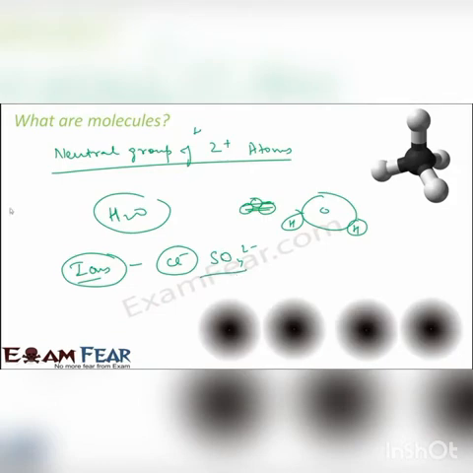Just understand that an atom is the basic unit of matter. It consists of a dense central nucleus surrounded by a cloud of negatively charged electrons, while a molecule is nothing but a neutral group of 2 or more atoms. This is methane, CH4. There's a carbon here and 4 hydrogens here.